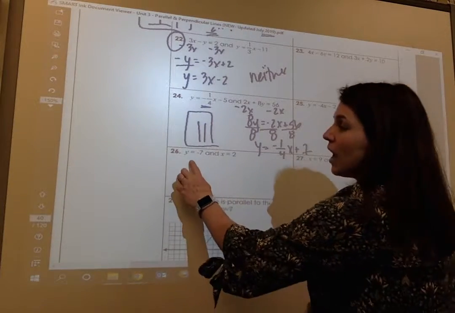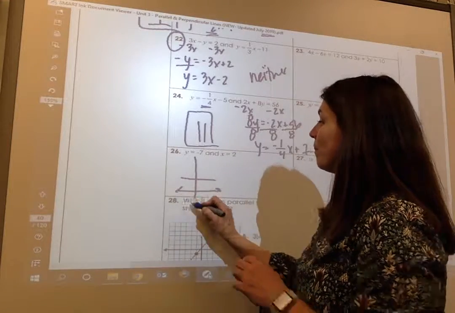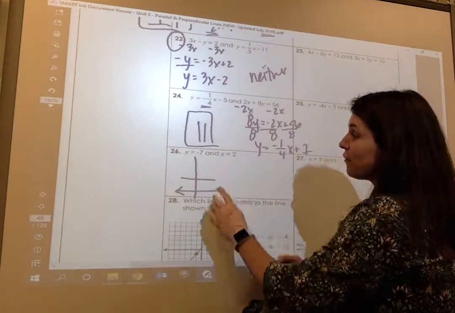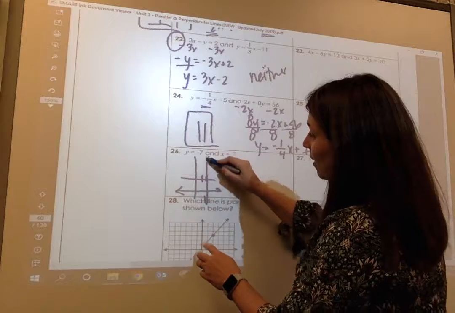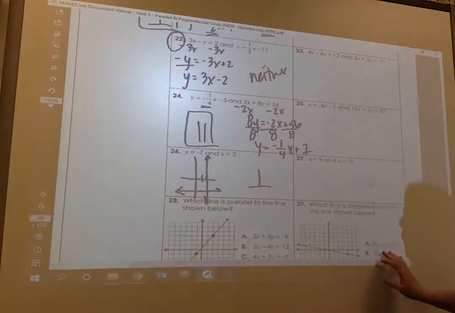All right. This is 0 slope. If I graph it, it's 0 slope at -7. This is undefined. What kind of lines are those? 0 and undefined create perpendicular lines. Be careful on that one.